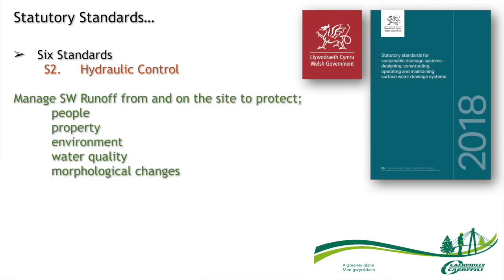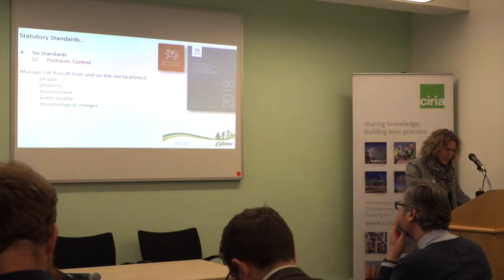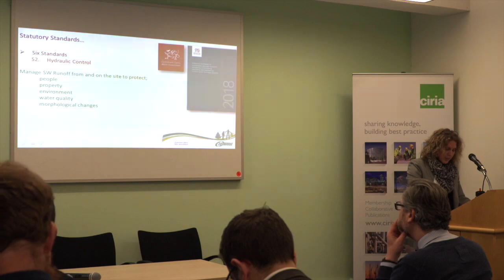Standard 2, hydraulic control. The aim of Standard 2 is to manage the surface water runoff from and on the site to protect people from flooding up to a suitable return period. So we use 1 in 100 plus climate change. In Caerphilly we use 30%, so I know there was somebody who said 20 and 40, but we use middle of the road, 30. And to mitigate any increased flood risk to people and properties downstream of the site as a result of the development and protect the receiving water bodies from morphological damage.